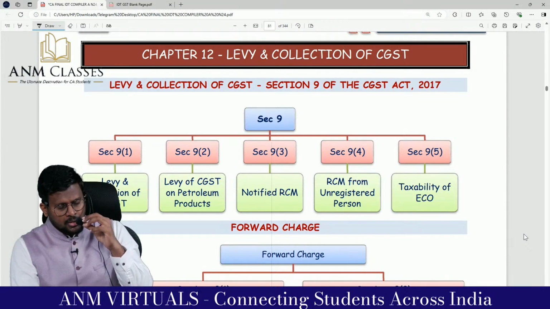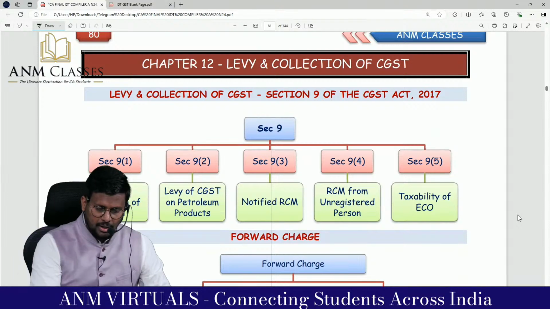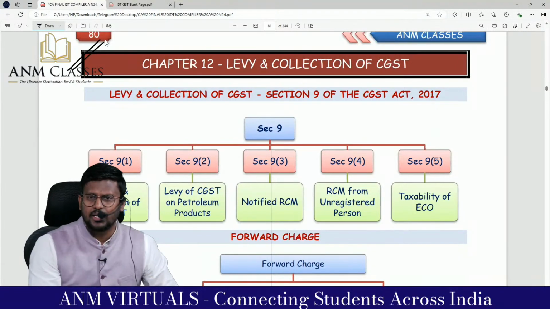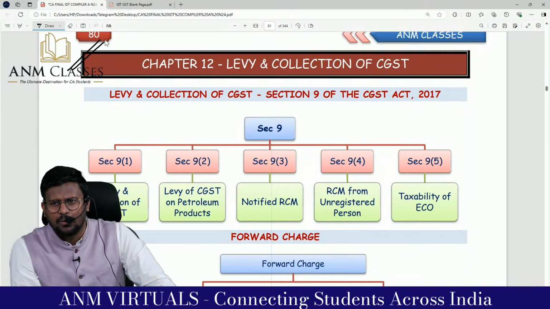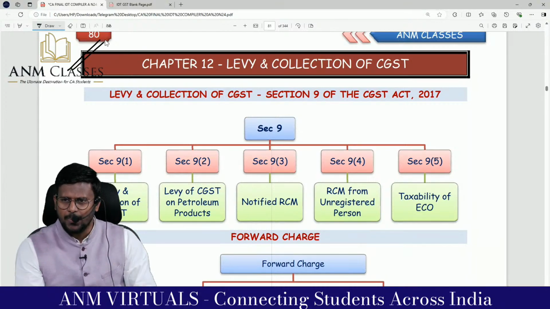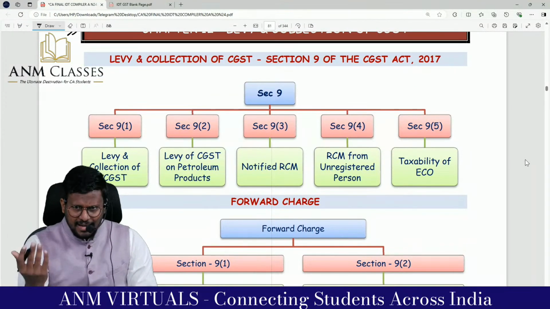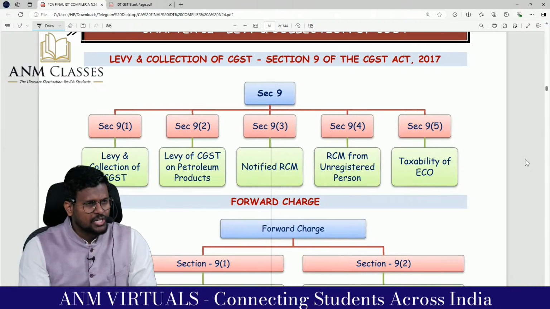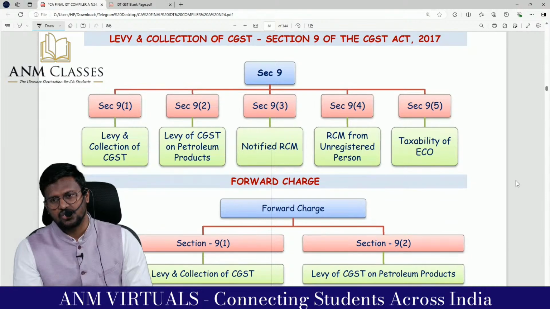Happy morning, sir. So we have completed the chapter levy and collection of CGST. Shall we have a very quick recall? Yes, sir. Section 9 is classified into how many categories? 5 categories: 9 subsection 1, 9 subsection 2, 9 subsection 3, 9 subsection 4, 9 subsection 5.